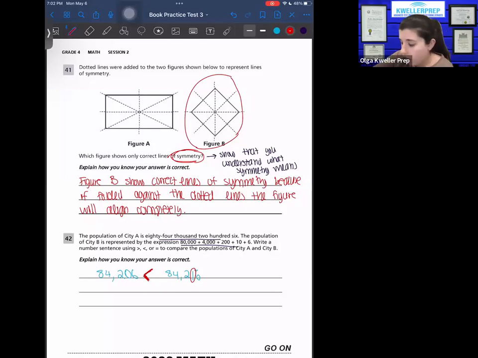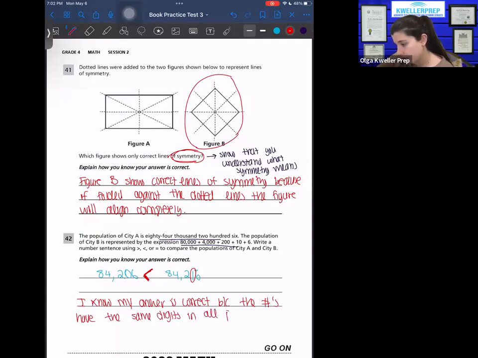So you could say, I know my answer is correct because the numbers have the same digits in all places except the tens place, and I know 1 is bigger than 0.